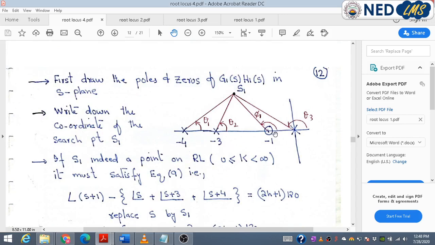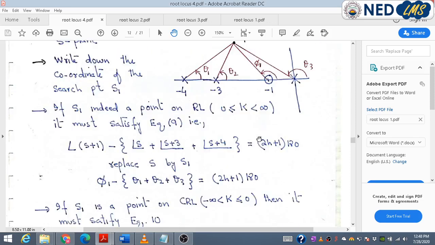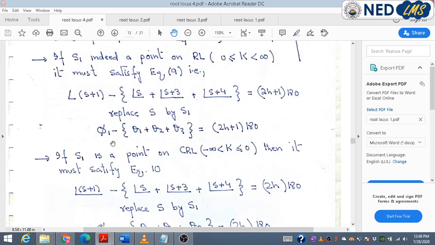I assume that the angle drawn from 0 is represented by phi, and the angles drawn from the pole are represented by theta. Therefore the mathematical expression is phi 1 minus theta 1 plus theta 2 plus theta 3. We have to solve this expression and find out the angle contribution from this pole, the angle contribution from this pole. If it comes out to be 180 degrees or an odd multiple of 180, it means the particular search point lies on RL.